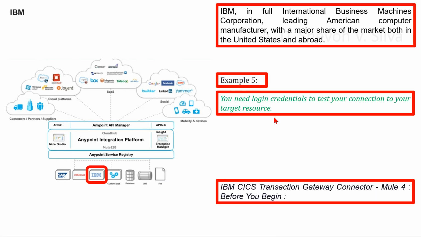Now we are considering before you begin in the IBM CICS Transaction Gateway connector Mule 4. To use this information, you must be familiar with IBM CTG, Mule runtime engine, Mule Anypoint connectors, Anypoint Studio, Mule concepts, elements in the Mule flow, and global elements. You need login credentials to test your connection to your target resource. To use this connector with Apache Maven, view the pom.xml file dependency information from the dependency snippets via the link in the endpoint exchange in the documentation.